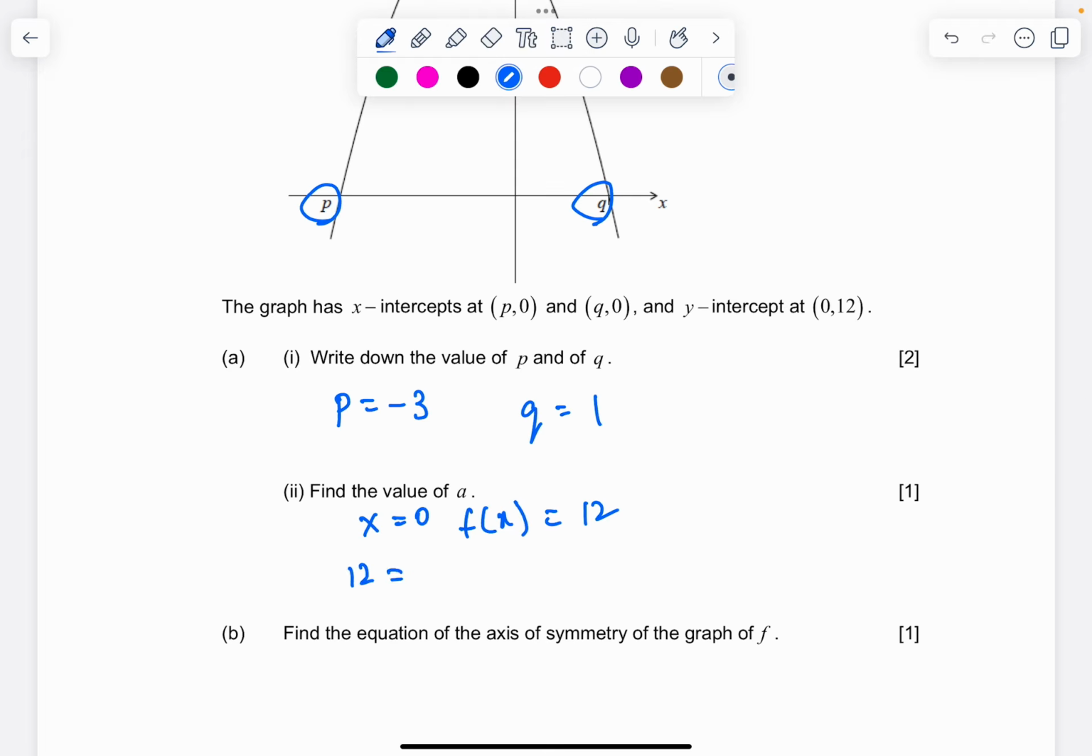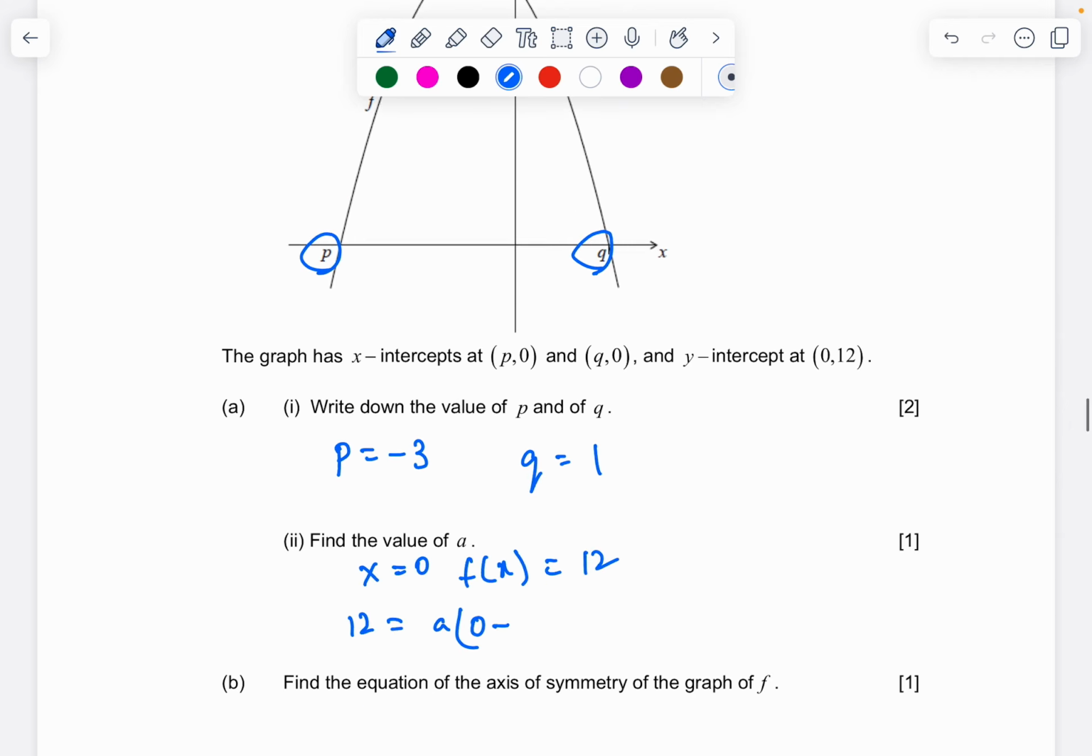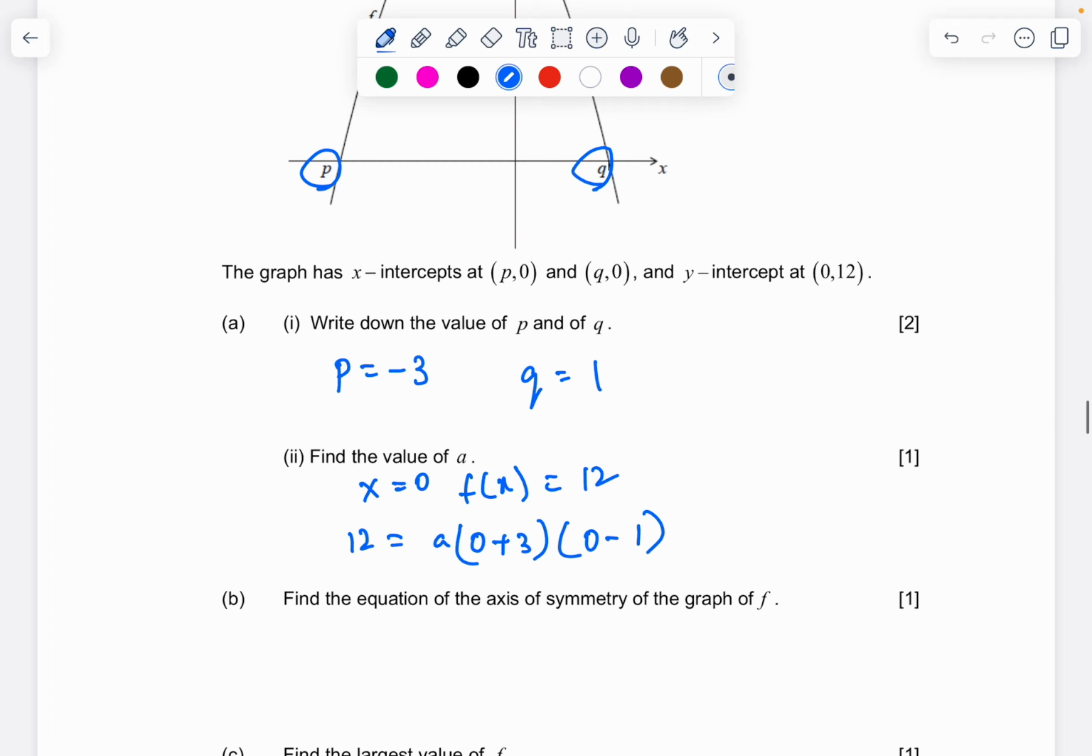So 12 equal to a times, x is 0, so 0 plus 3 and 0 minus 1. So 12 equal to, this is 0 plus 3 is 3 and this is negative 1. So negative 3a. So a is going to be negative 4.